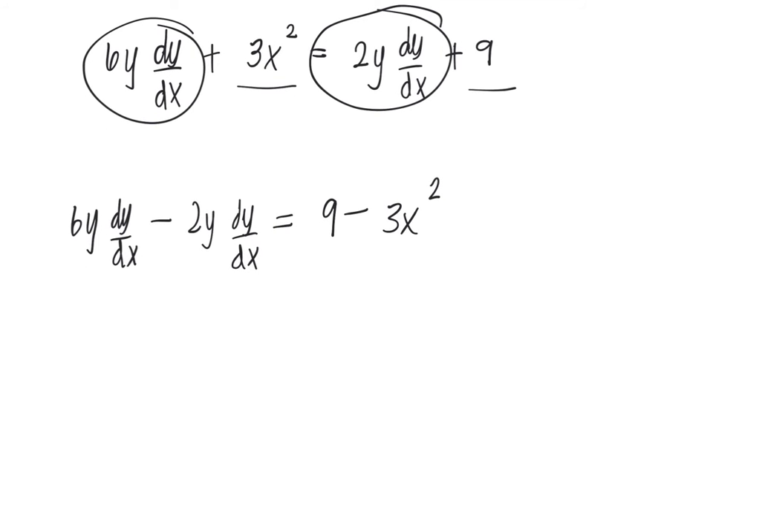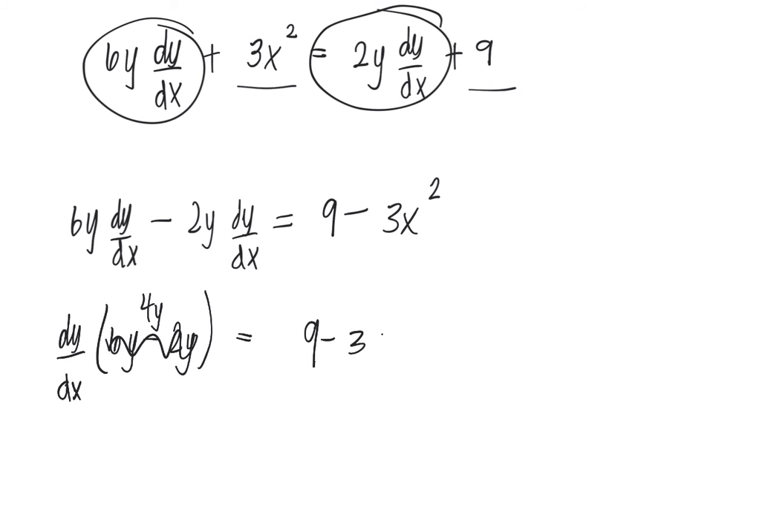From here, I want to factor out a dy/dx on that left side, and I'm left with, if I take a dy/dx away from 6y and 2y, I'm left with 6y minus 2y, which is really 4y. And let me make that look a little better.